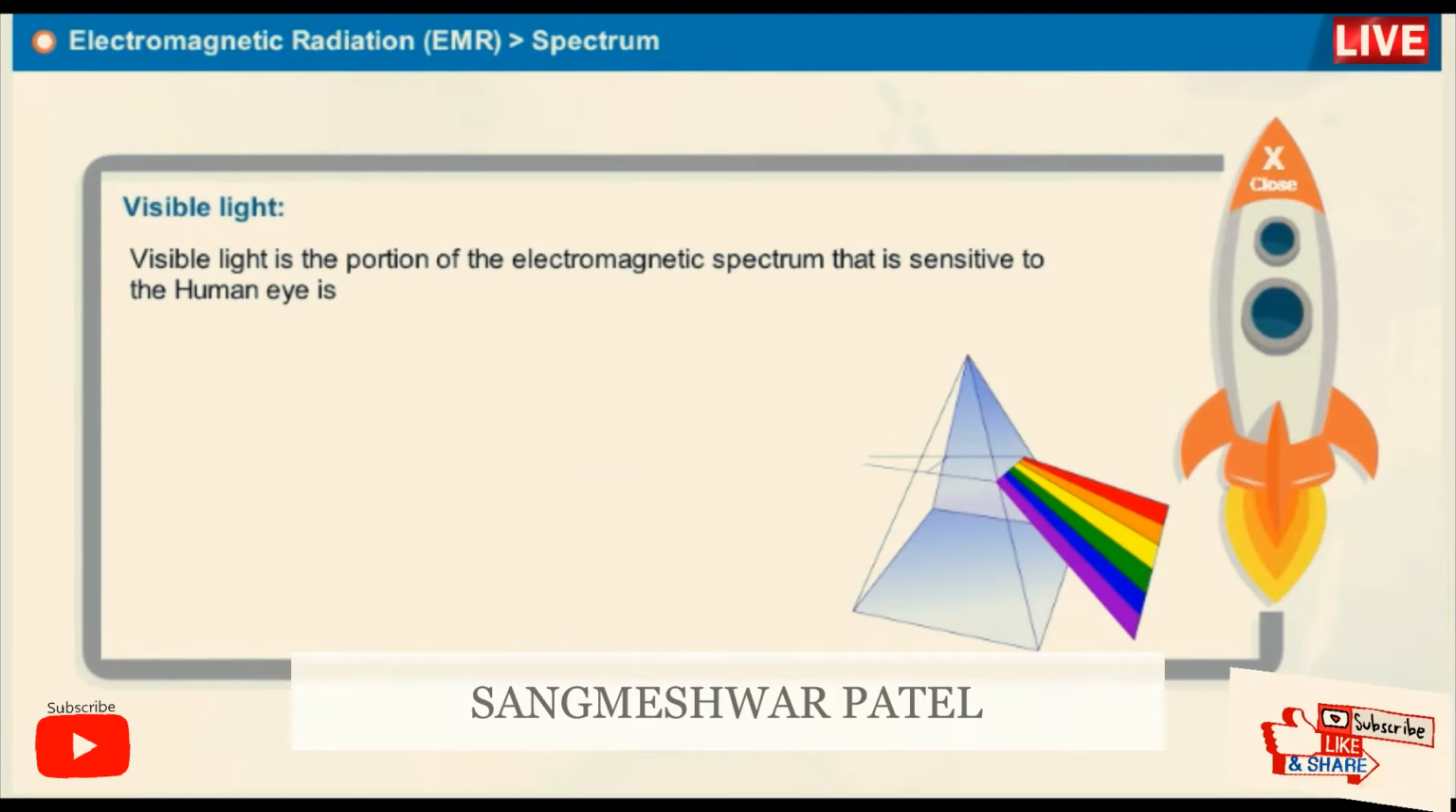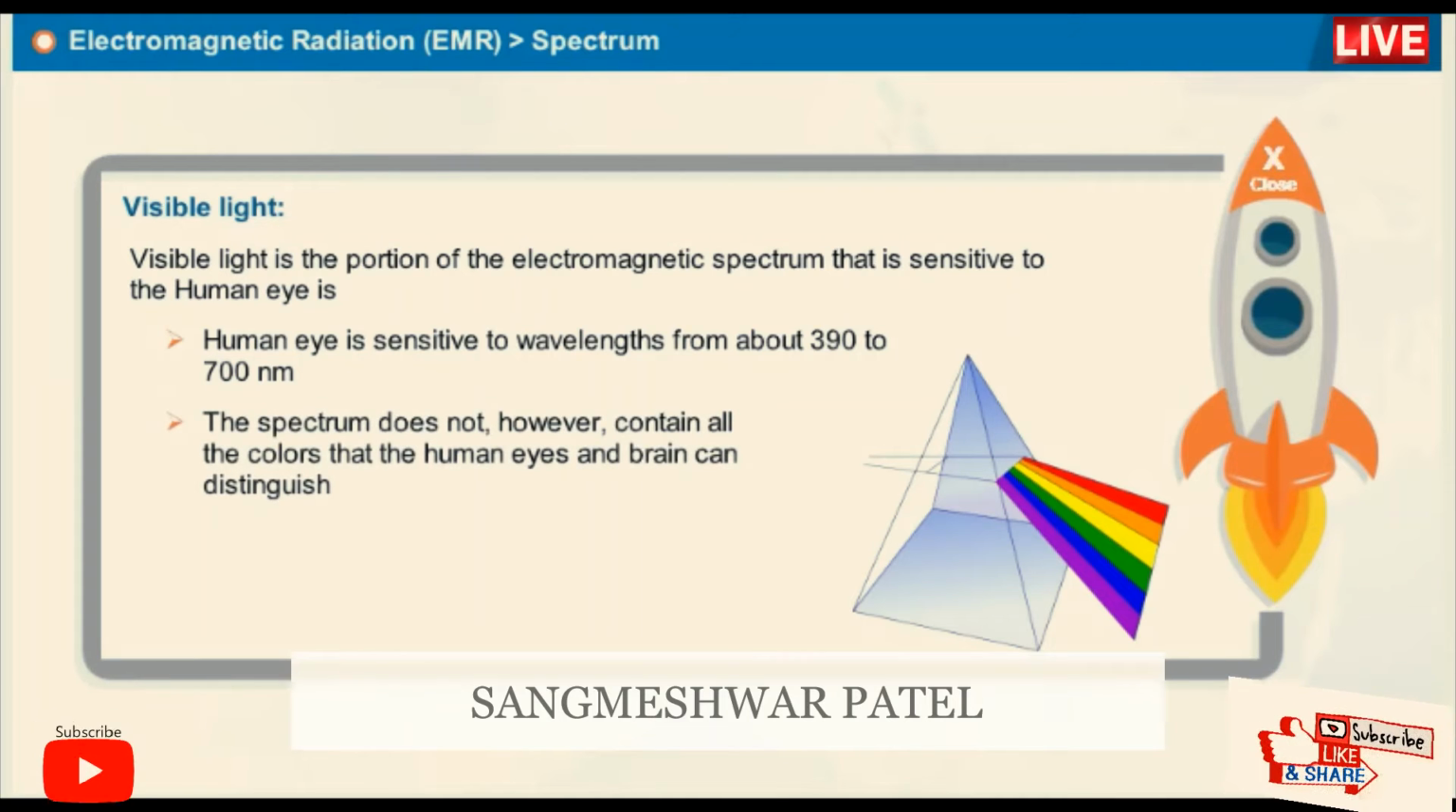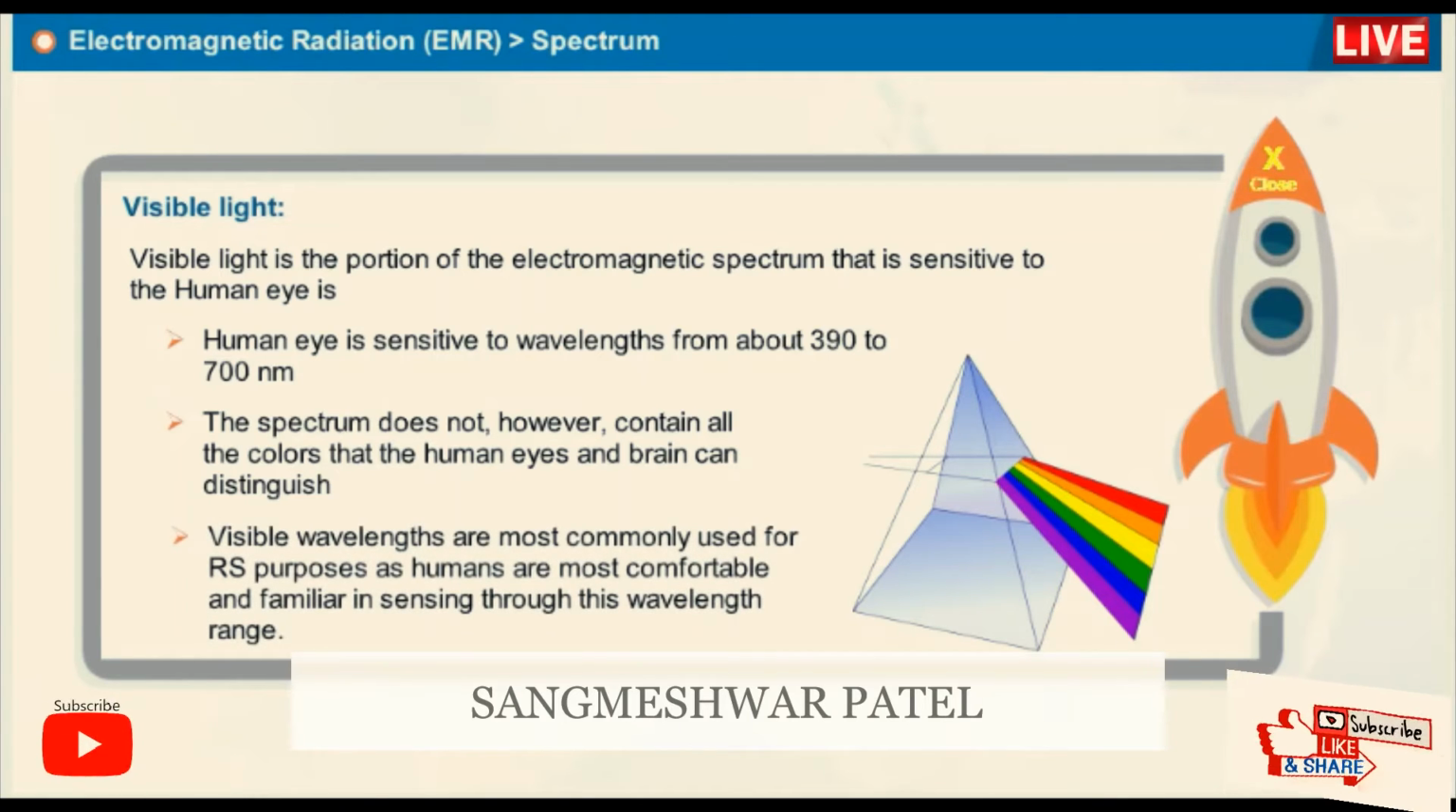Visible light is the portion of the electromagnetic spectrum that is sensitive to the human eye. The human eye is sensitive to wavelengths from about 390 to 700 nanometers. The spectrum does not, however, contain all the colors that the human eyes and brain can distinguish. Visible wavelengths are most commonly used for RS purposes as humans are most comfortable and familiar in sensing through this wavelength range.